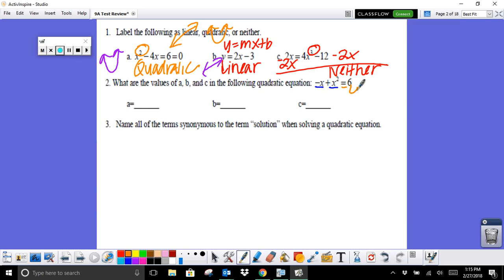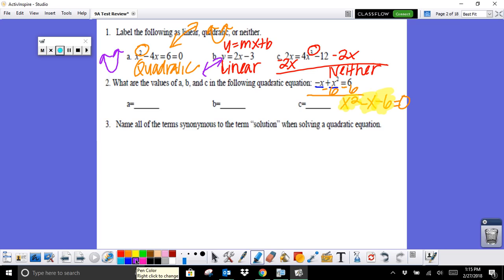So I'm going to subtract this 6 and move it to the other side. When I do that, I'm going to go ahead and just rewrite this in the correct order. So I'm going to put my x squared first, then my minus x. Make sure you keep that negative sign with the x. And then I have minus 6 equals the number. So notice again, I've got my x squared, and then I have my x, and then I have my number. That's going to be important for when you label your a, b, and c.